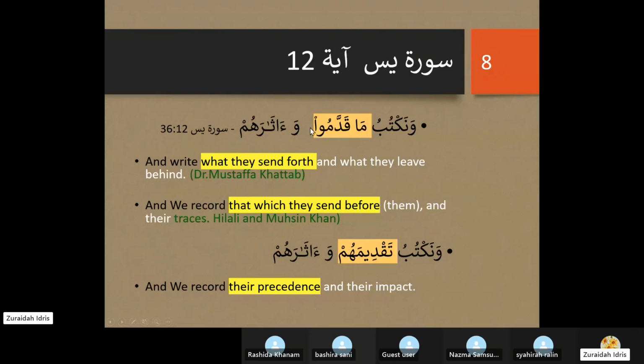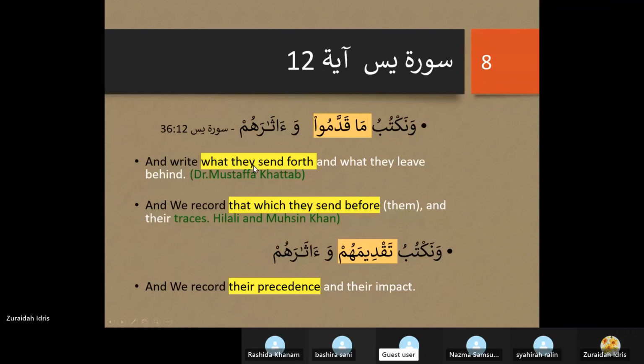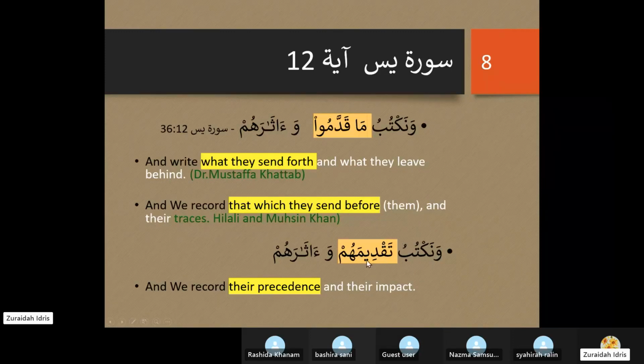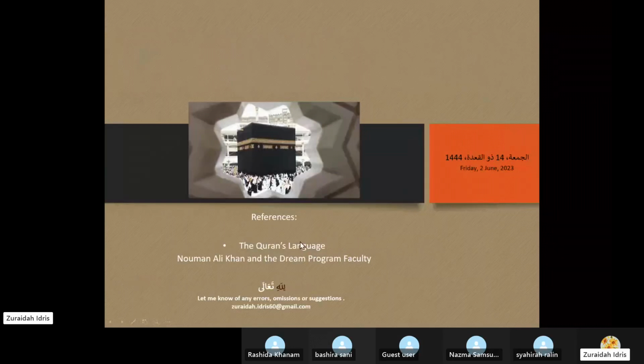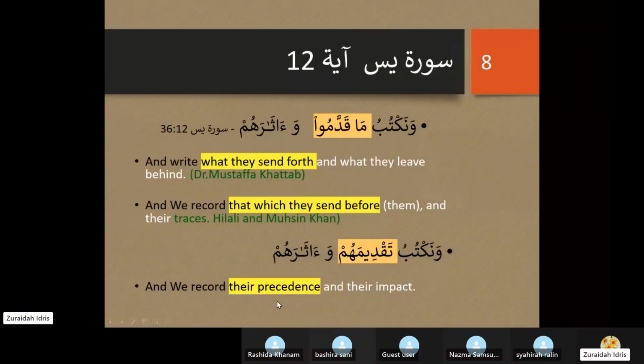The a'id is what? No, I wanted to say taqdima is the masdar, right? Qaddamu is a fi'il. So taqdima is the masdar, but in translation we still maintain the whom because of the qaddamu, because they sent. Right? But it's not the a'id, because the a'id is what they sent, which has been dropped.